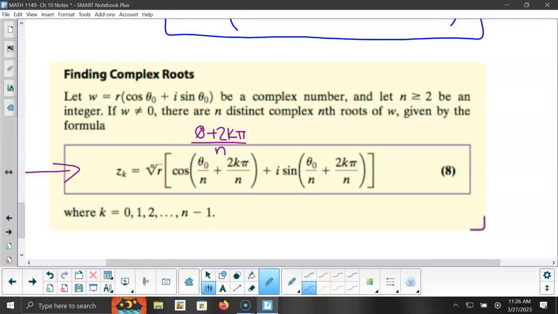All right. And you definitely do want to have this bottom part because that's going to tell you how many roots you need to find. All right? And how many k's you need to bring into it.